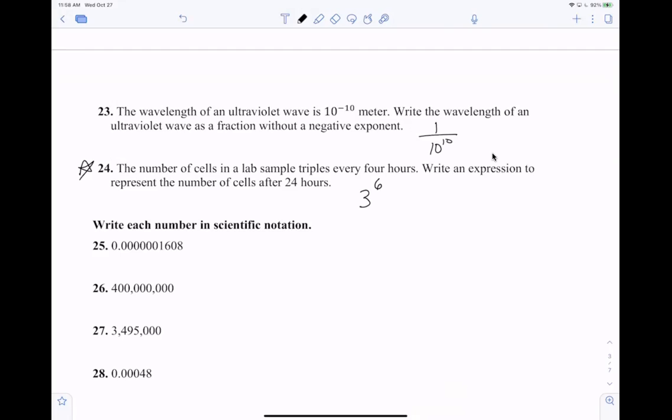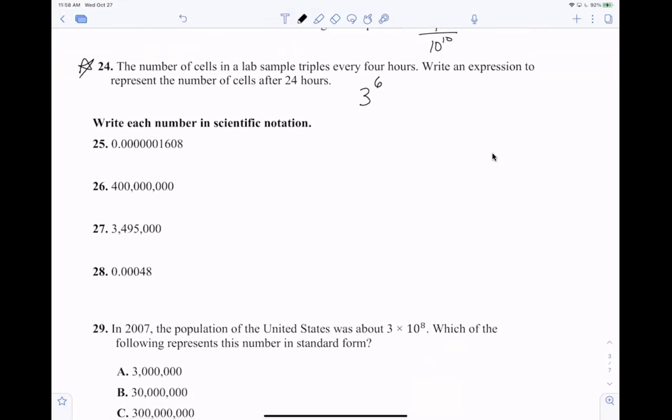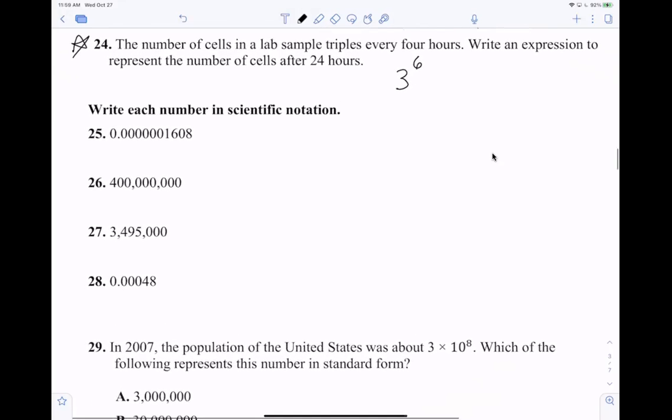All right, now we've got scientific notation. Go. Is it your turn, Wilson? Okay, go. So you just move it to the right. How many places am I going to move it? 7. So it's going to be what? 1.608 times 10 to the 7. Yes, very good.